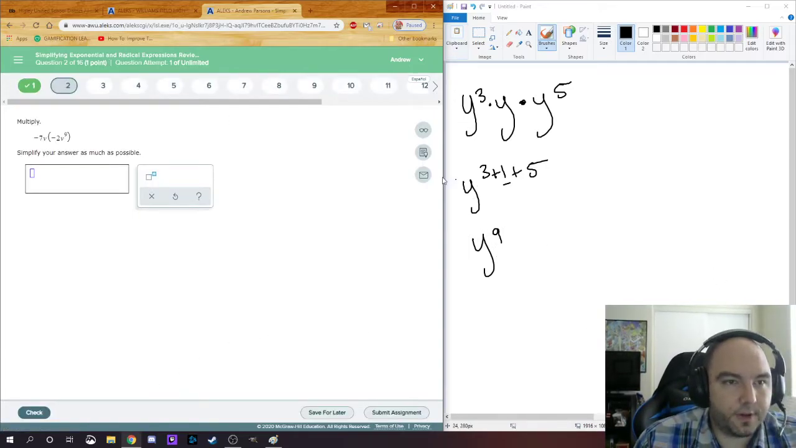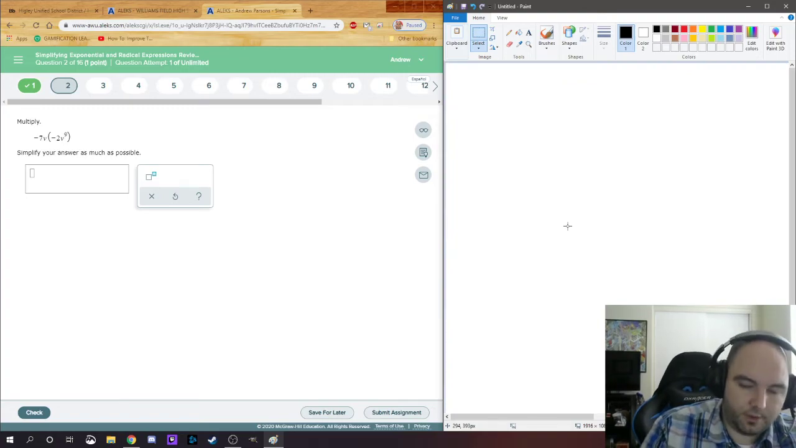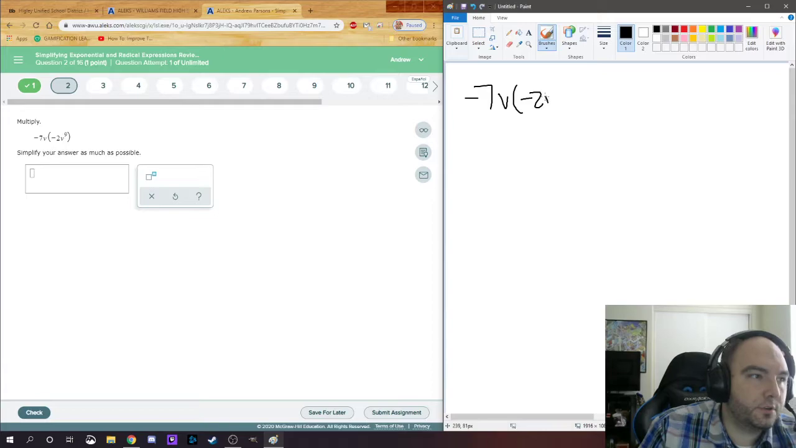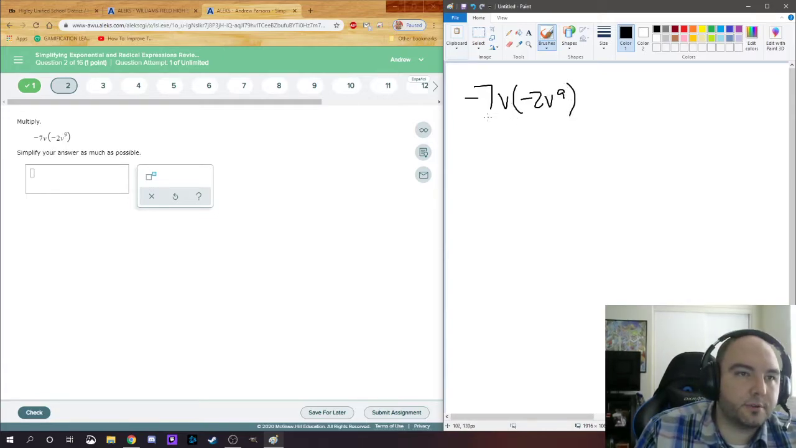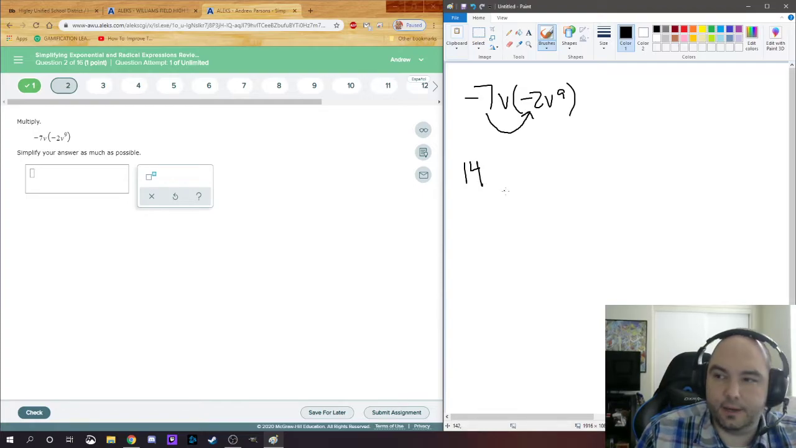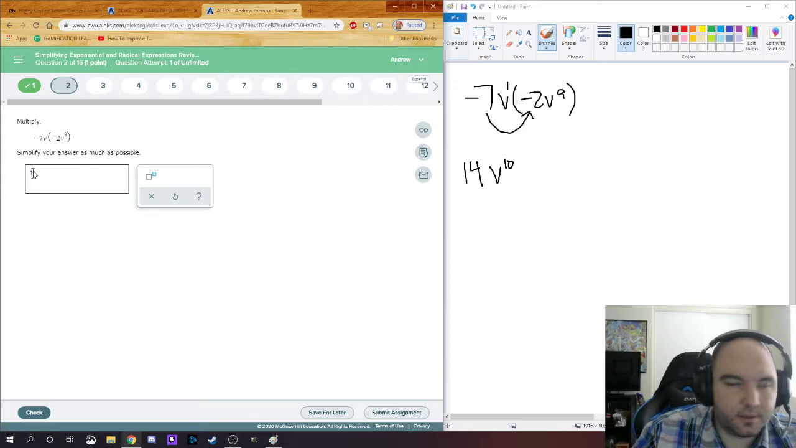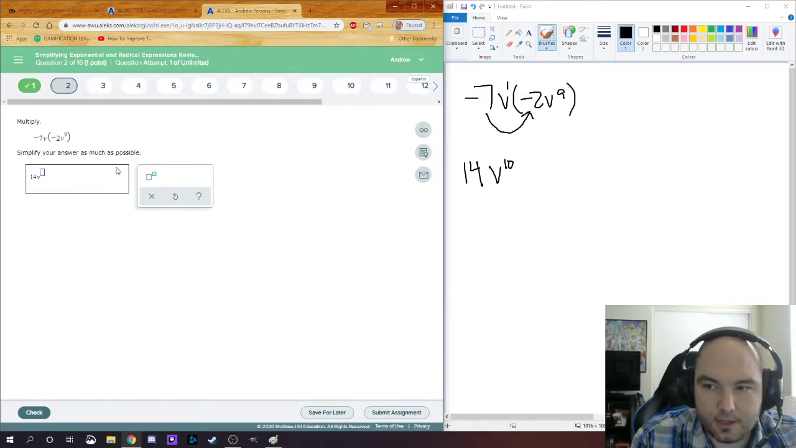Okay, so on this one, we've got a little bit more stuff going on. We've got negative 7v, negative 2v to the 9. First thing is they've included numbers. When you have numbers, they multiply together. So numbers multiply to numbers: negative 7 times negative 2 is positive 14. And then these exponent rules still apply, so we're going to get v to the 10 because we add them together. So multiply the numbers, add the exponents. V to the 10.